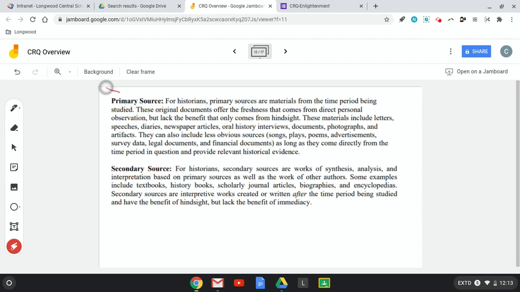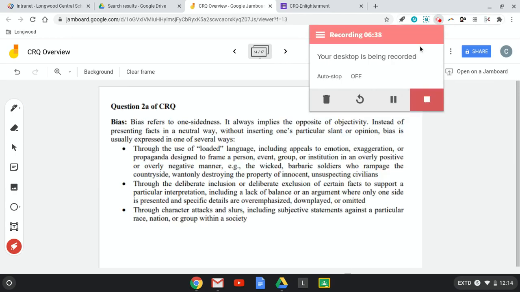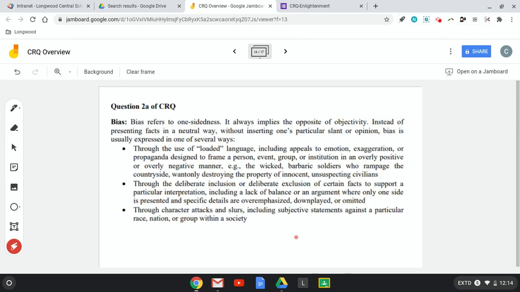Okay, and I'm going to let you guys take a look at these definitions here, pause the video if necessary to take a look at what each of these sources are. But generally speaking, primary sources come from history, secondary sources come from present time and are written about history. And there's a number of examples there that they talk about. The first example for the question, the second document, is bias. They may ask you, how is the document biased, right?